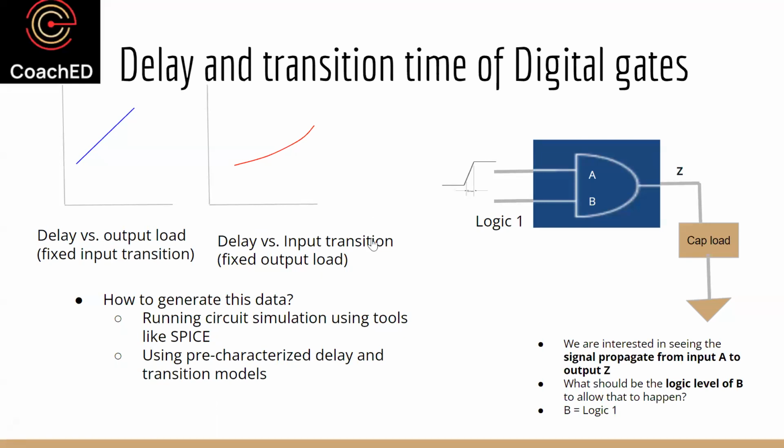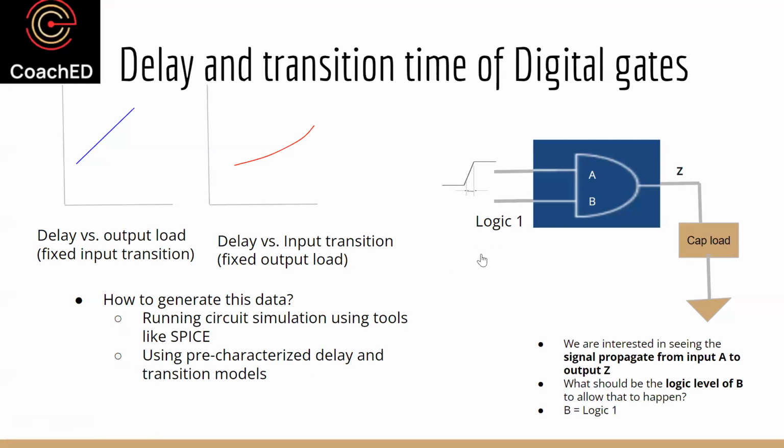Lookup table means just a mapping. Output load is so much. I fix the input transition and I change the output load. Okay, I have so much delay, right? I can basically create a table with 2 columns which are inputs, a 3rd column which is output, and I can map them. So that's one way. That's called a lookup table.